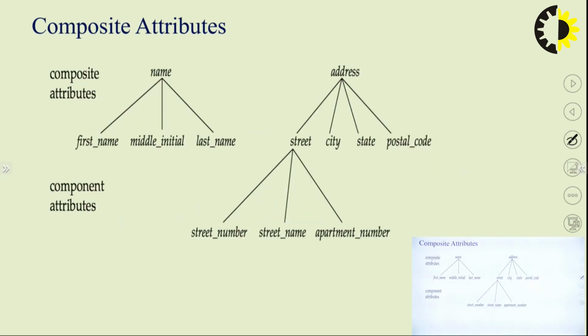Composite attributes are a collection of various attributes. For a name, we can have first name, middle name, last name. We can say that it is a composite attribute, as it can be categorized into various other sub attributes. If we have some composite attributes, we can also refine them further, like street number, street name, apartment number. This will be represented as a component attribute.